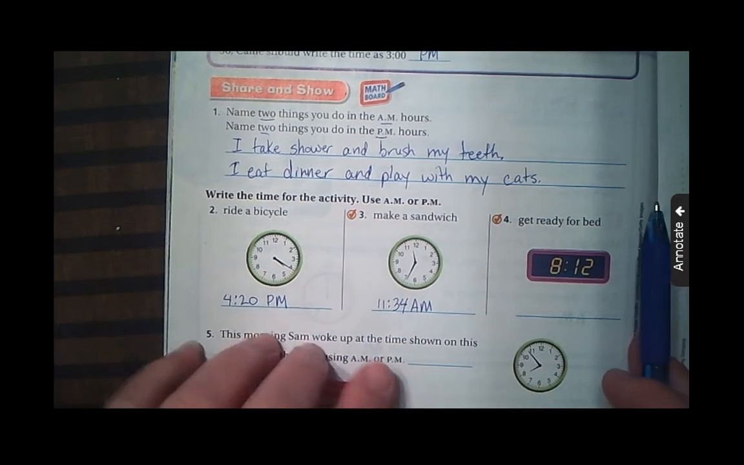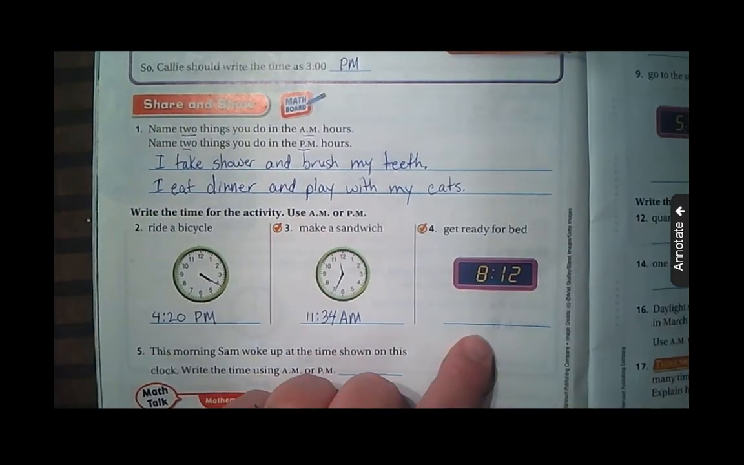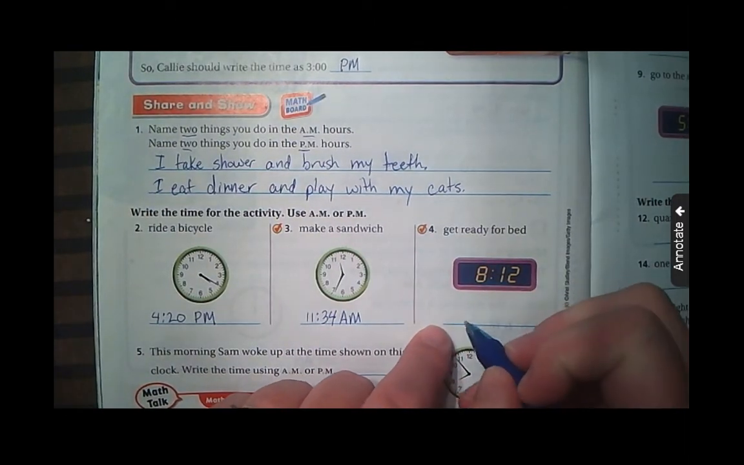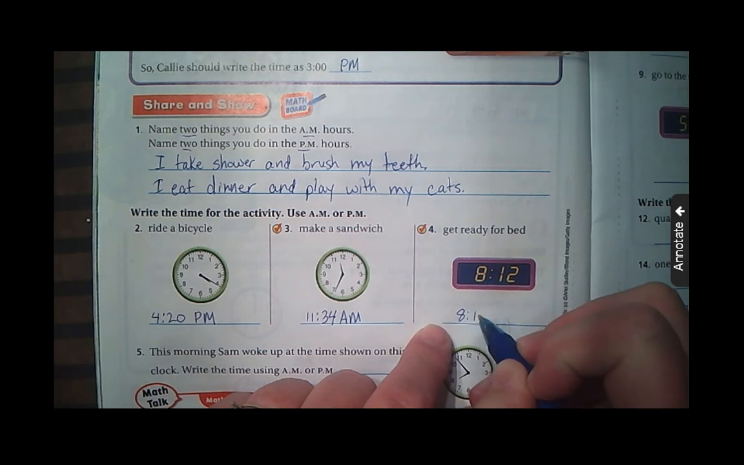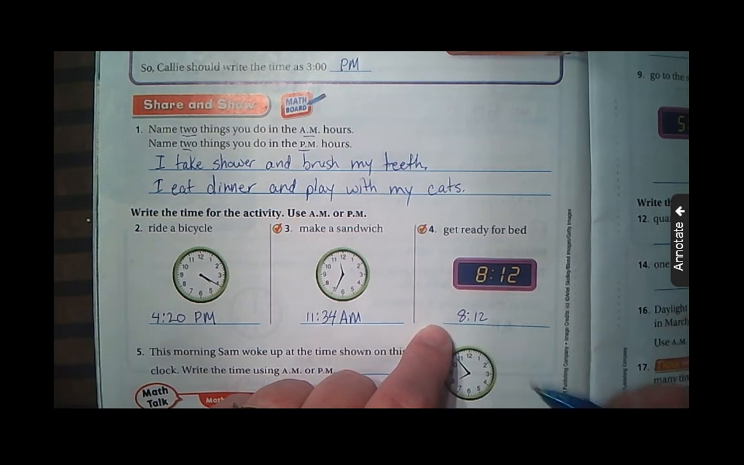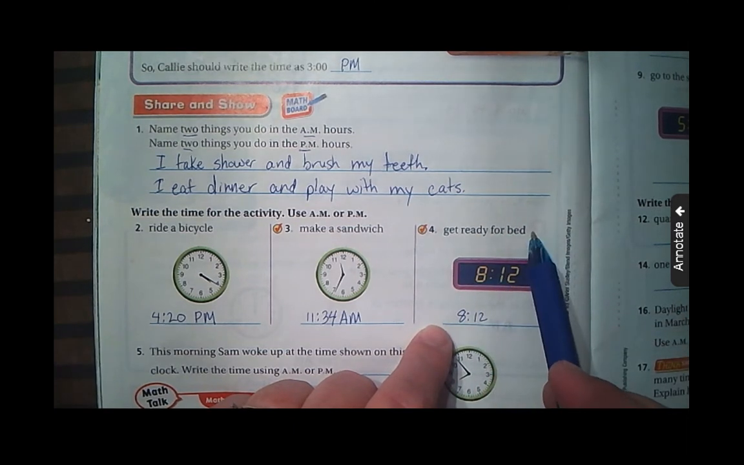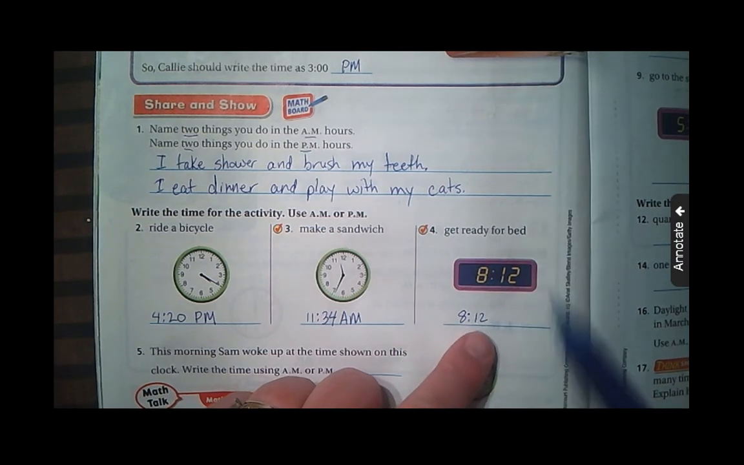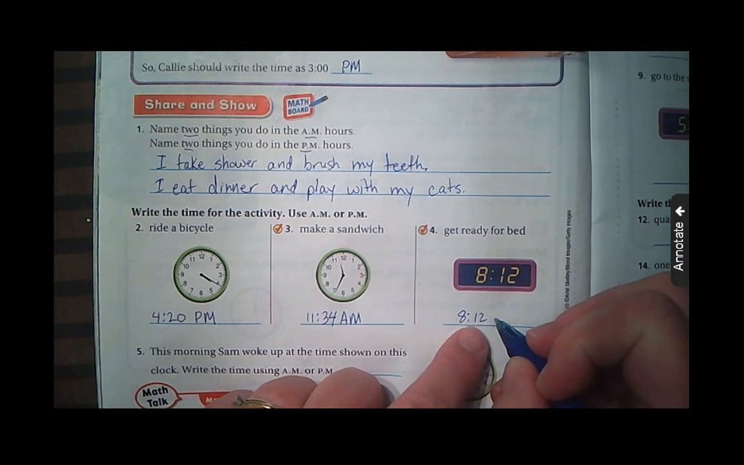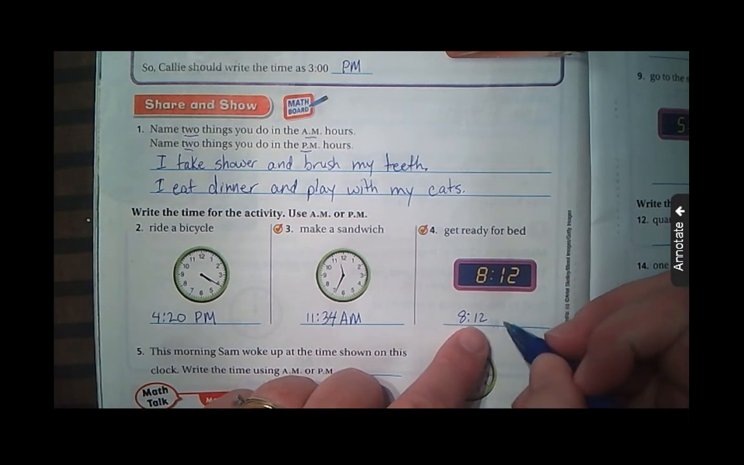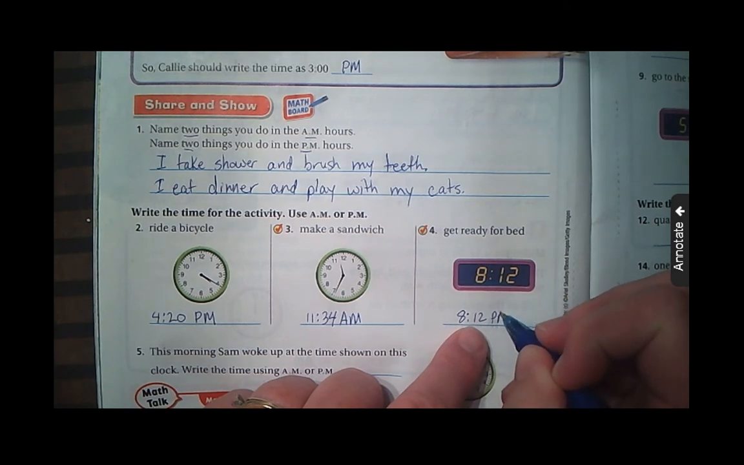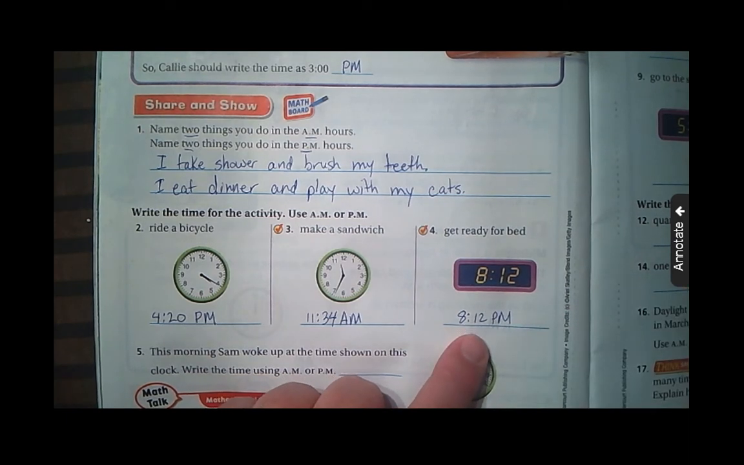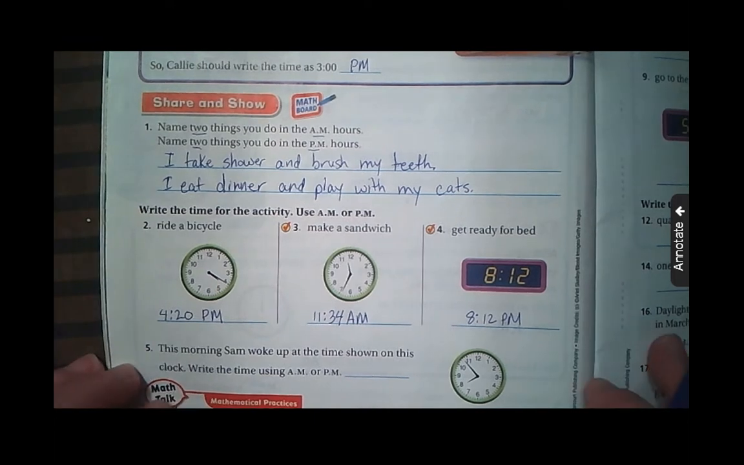All right. So here, this one's a little easy. They gave it for you. So you're going to write the time, 8:12. But if you notice, it says getting ready for bed. Okay, ready for bed. So I'm thinking more in the PM hours, right? 8:12 p.m.